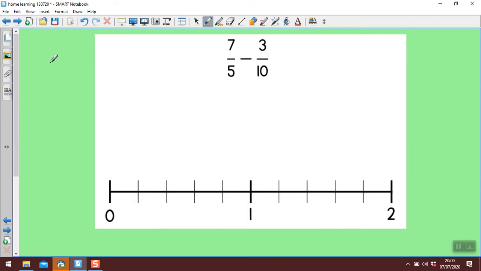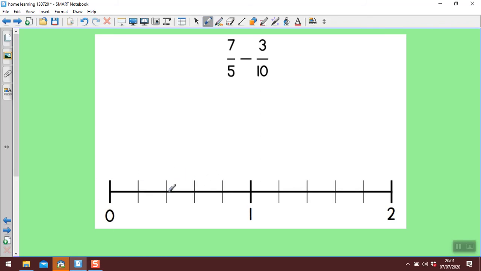Now look at this one, we're using a number line here. 7/5 take away 3/10. Where is 7/5 on the number line? Pause the video while you figure it out. So 5/5 is the same as a whole one, and I want 7/5. To work out what my number line's going up in, I can look at the number of jumps between 0 and 1. It's not the number of lines, it's the number of jumps. 1, 2, 3, 4, 5. There are 5 jumps between 0 and 1, so each jump is a fifth.